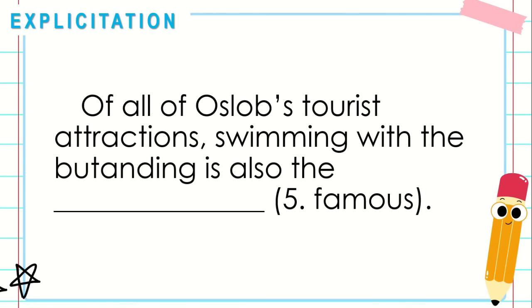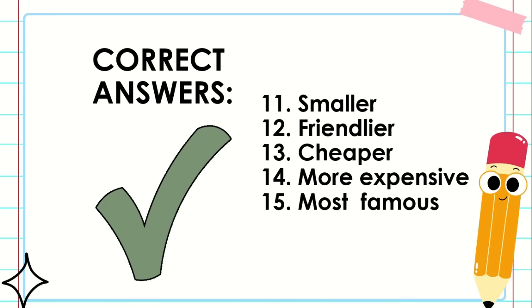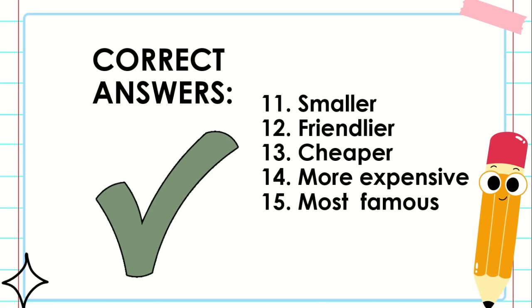Of all of Oslob's tourist attractions, swimming with the Butanding is also the blank famous. For number 11, smaller. Number 12, friendlier. Number 13, cheaper. Number 14, more expensive. Number 15, most famous.